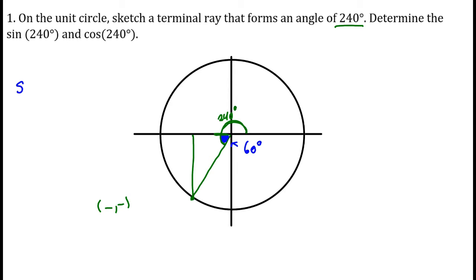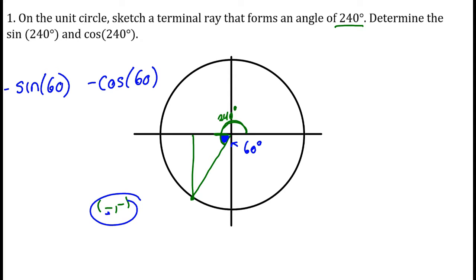So we need to know the sine of 60 and the cosine of 60, because that's our reference angle, but they're both going to be negative, because cosine is negative in the third quadrant and sine is negative in the third quadrant. If you look at your special right triangles, the sine of 60 is radical 3 over 2. The cosine of 60 is a half, so negative 1/2.